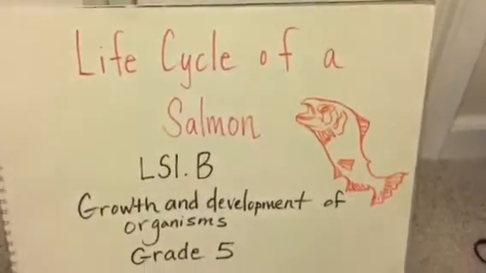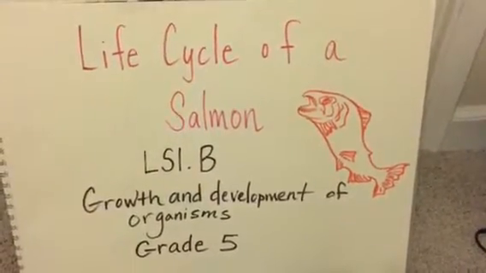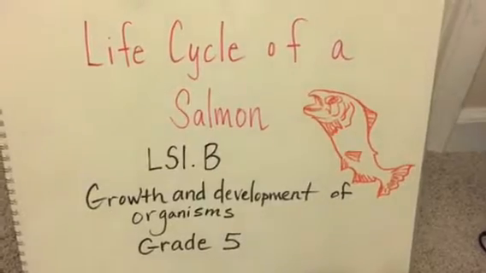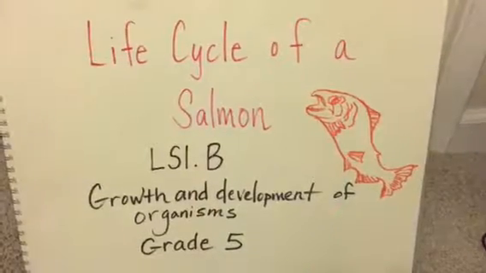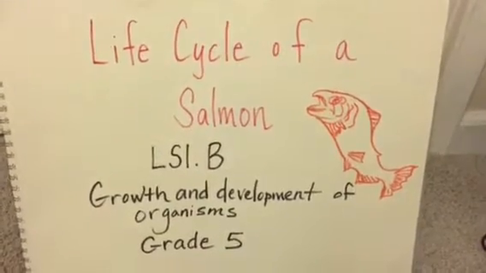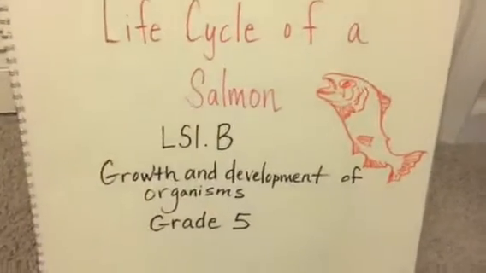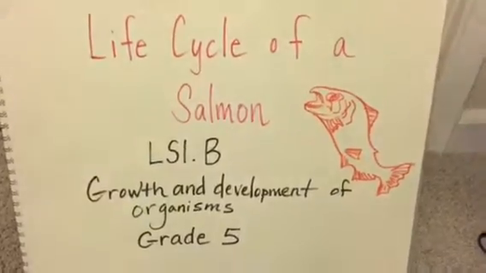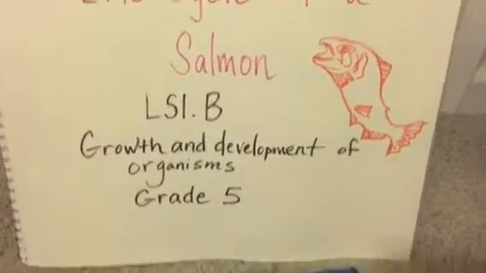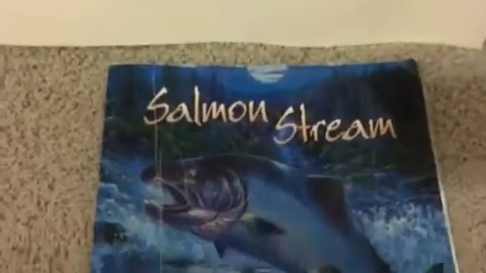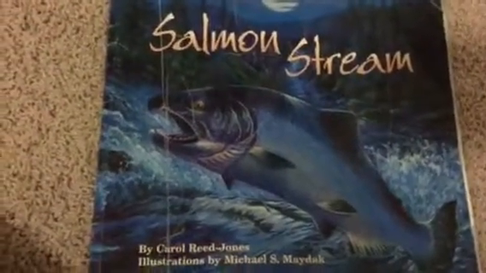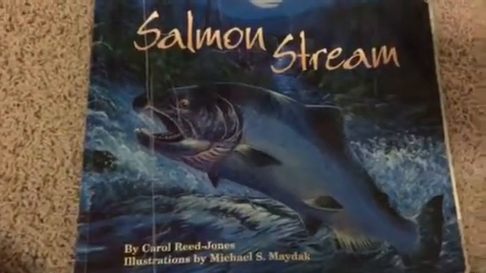We've been talking about life cycles, a little bit about food chains, food webs, ecosystems. Today I'd like to introduce a new organism, and we are going to be looking at the life cycle of a salmon. I have a story I'd like to read to you today, and the story is called Salmon Stream by Carol Reed Jones, illustrated by Michael S. Medak.